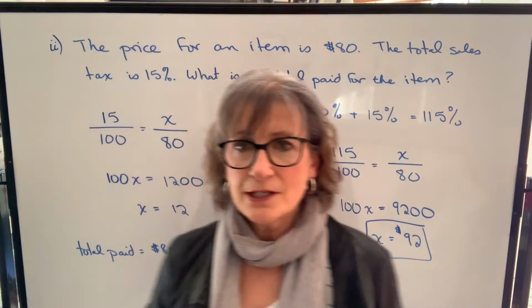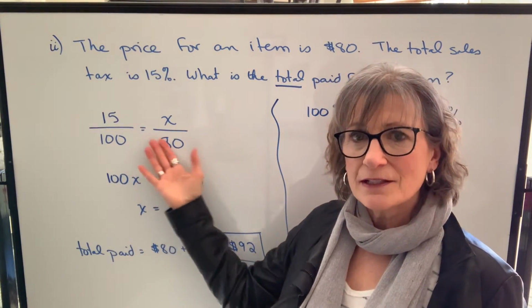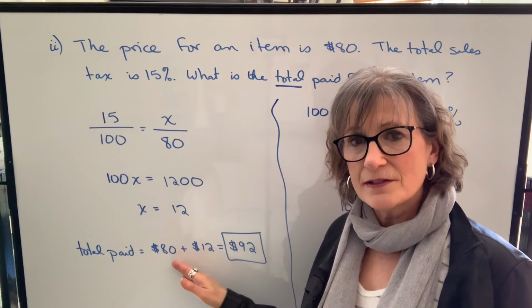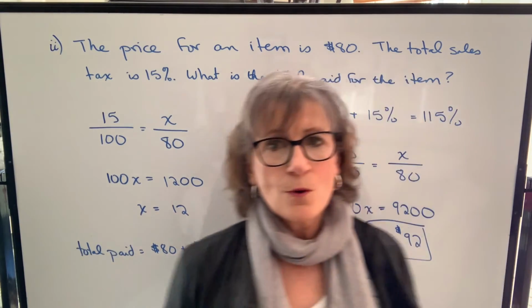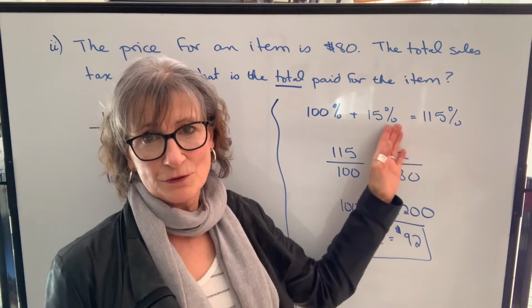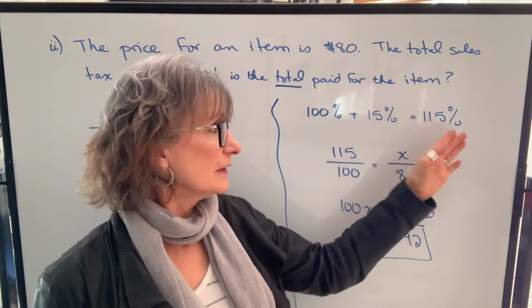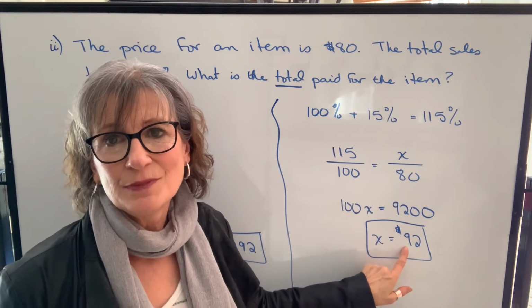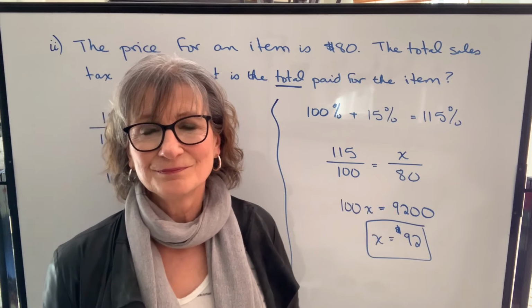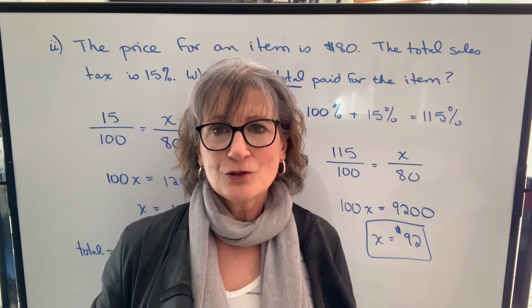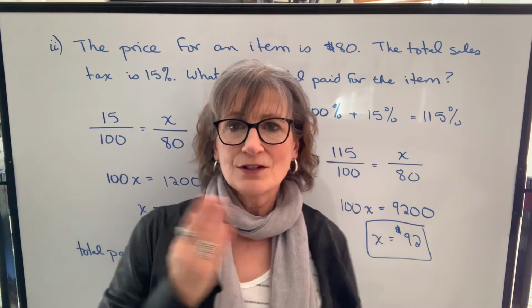So again, you have a choice. You can either find 15%, take that amount of taxes, and add it to the price of the item to get your total. Or you can add the 15% before you start, so the 15% to the 100% to get 115%. And then when you get an answer, you're done because you've already added the taxes in. These are fairly typical percent problems, so make sure that you understand either this method or this method.